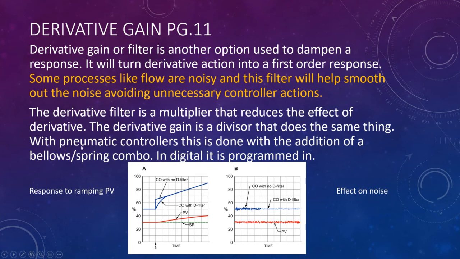With pneumatic controllers, however, again, because the purpose of this ILM is to compare pneumatic to digital, with pneumatic controllers, this is done with the addition of a bellows/spring combination. So again, adding features to a pneumatic controller, it's a mechanical thing. In a digital controller, it's programmed in.